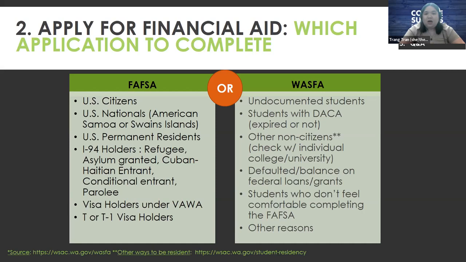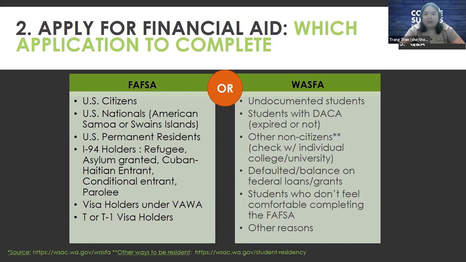Also, for students who are US citizens and have family members who are undocumented and do not wish to file a FAFSA, they can choose to file a WASFA instead, because the FAFSA really connects with large organizations like the Social Security Administration, for example. So if students don't feel comfortable completing the FAFSA, they can choose to fill out a WASFA instead. We just want to make sure that students know all of the options that they have and choose what they and their families are most comfortable with.